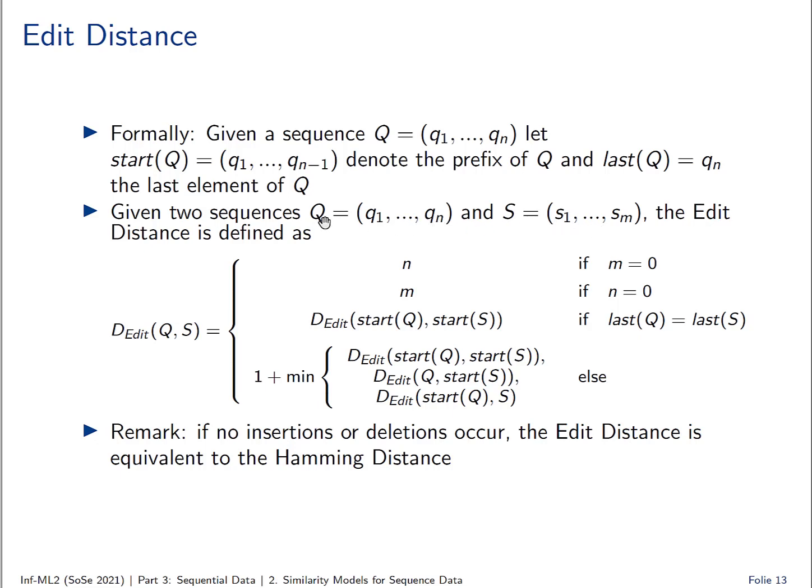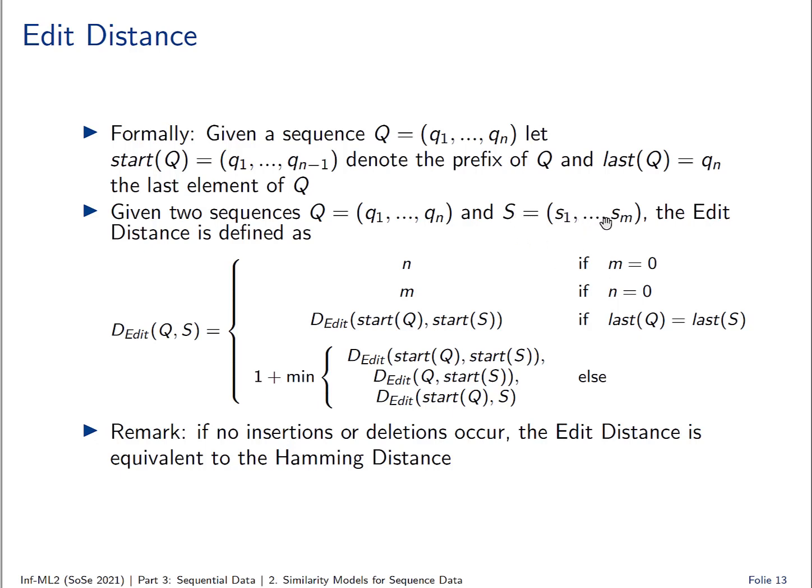So the length of Q is n, the length of S is m. Yeah? And now we want to find the minimum number of edit operations that is required to transform Q into S.